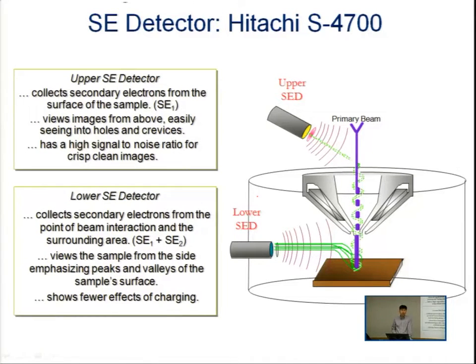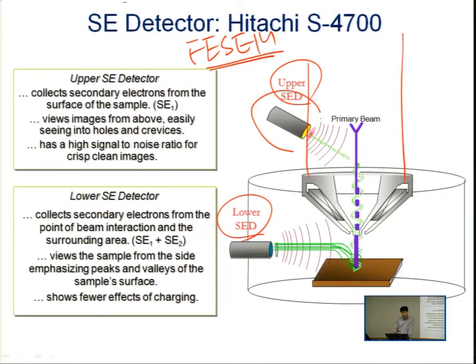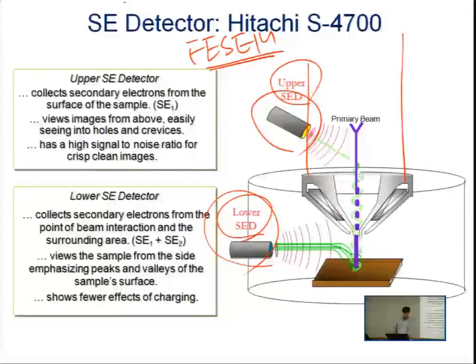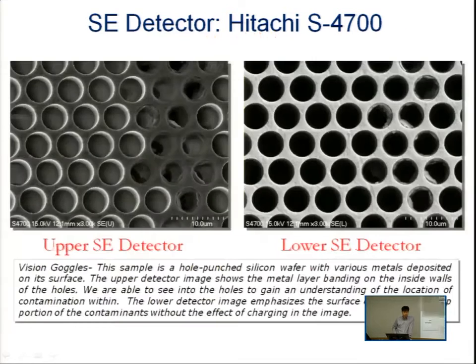So in most cases, advanced FESEM, field emission SEM, normally has two secondary electron detectors, one located inside the column, and the other located outside of the column. Since we have two secondary electron detectors at different angles, like our eyes work, we can make some kind of 3D images.